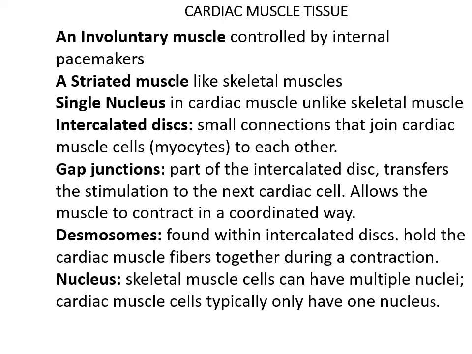So cardiac muscle, if you remember from the image a few slides ago, is also a striated muscle. There's a single nucleus in cardiac muscle, unlike skeletal muscles. They have what are called intercalated discs, which are small connections that join cardiac muscle cells to each other, right? And when we're talking about cardiac muscle cells, we call them myocytes. And when we talk about muscle of the heart, we call it the myocardium. Okay, and that's why we call a heart attack a myocardial infarction.